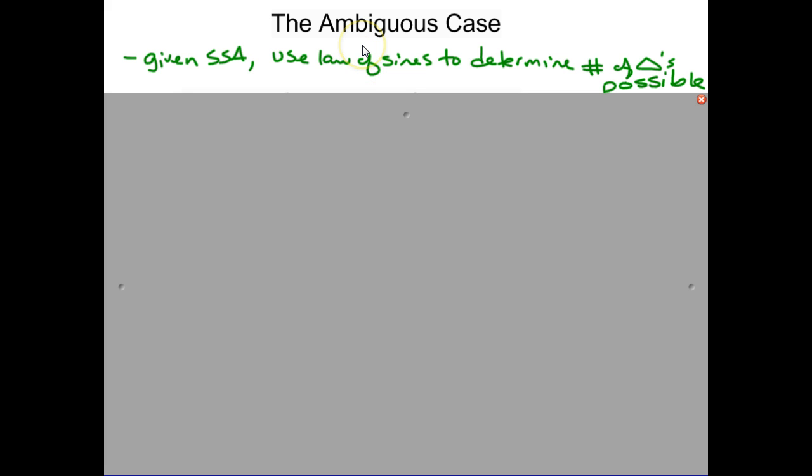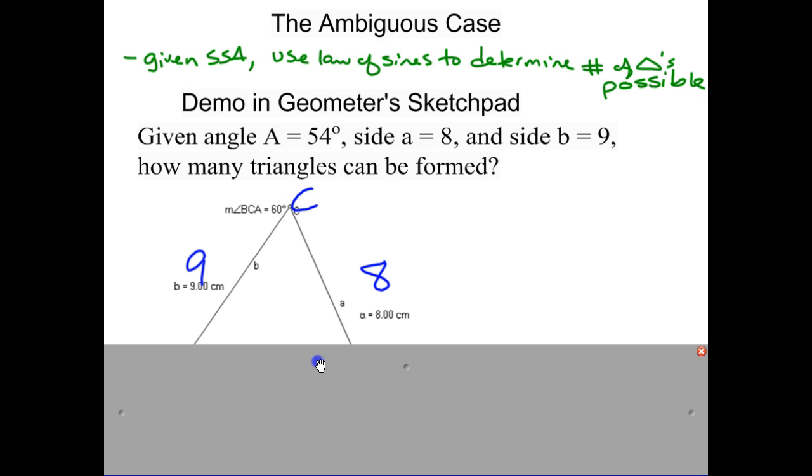We're going to determine how many triangles are possible given these particular sides and angles, this side-side angle combination. And the answers are simply 0, 1, or 2. It's never 3. Okay? So let's look at this particular triangle.